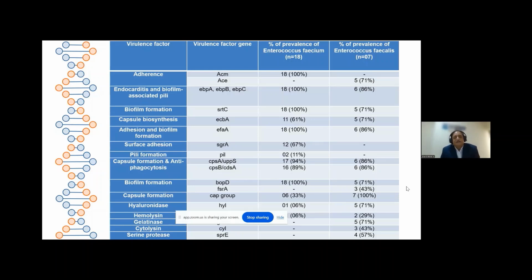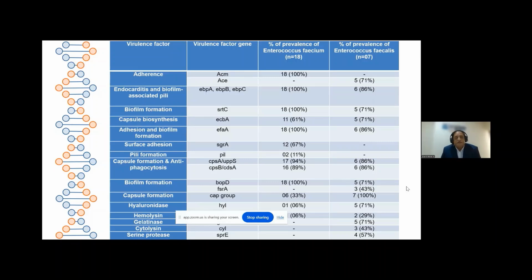For the virulence factors for adherence, like ACM and ACE, ACM was found in all the isolates of Enterococcus faecium, but it was not there in faecalis. But ACE, another surface protein required for adhesion, was found in 5 out of 7 Enterococcus faecalis and was not found in Enterococcus faecium. The endocarditis and biofilm-associated pili, EbpA, EbpB and EbpC, were seen in all the isolates of Enterococcus faecium and 6 out of 7 of Enterococcus faecalis.